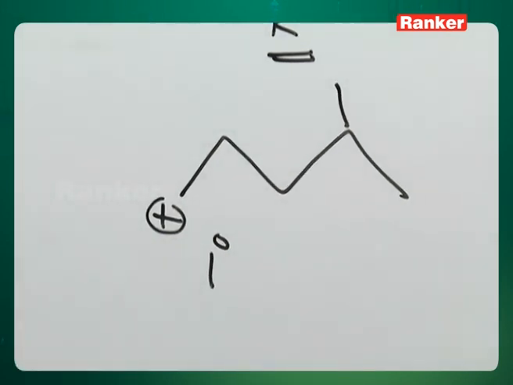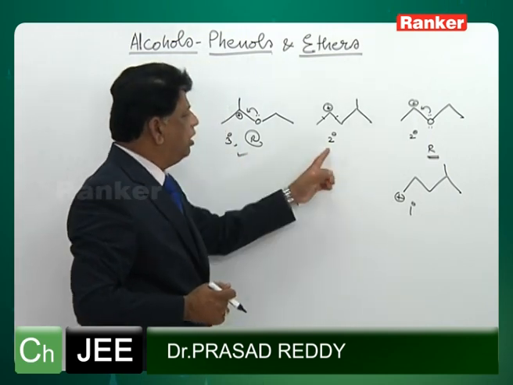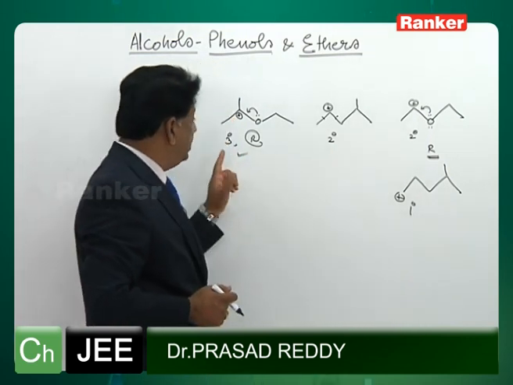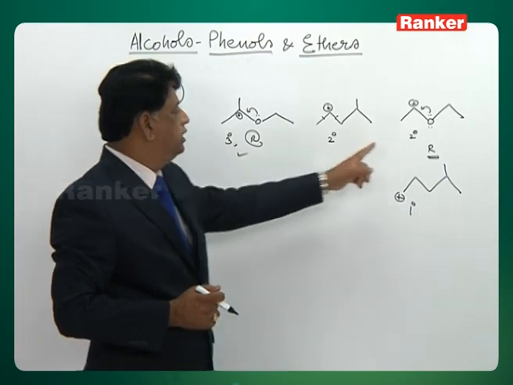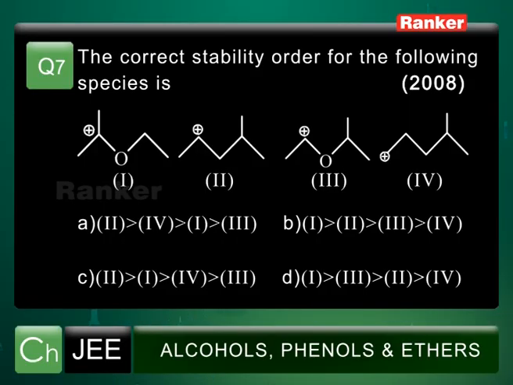So 2 are supported by resonance, and 2 are ordinary ones. Out of these, the 3-degree is more stable, followed by the 2-degree, then the other 2-degree, and then the 1-degree. So therefore the answer goes to 1, 3, 2, 4. 1, 3, 2, 4 means the last option, that is, answer D is the right answer.